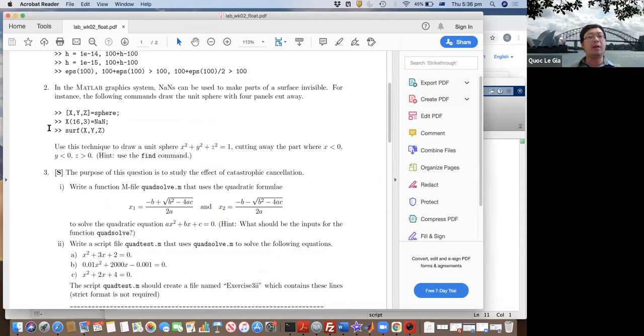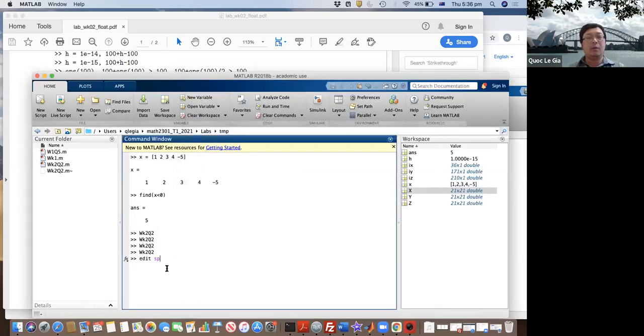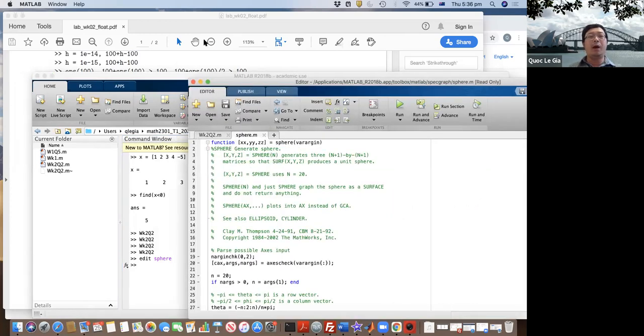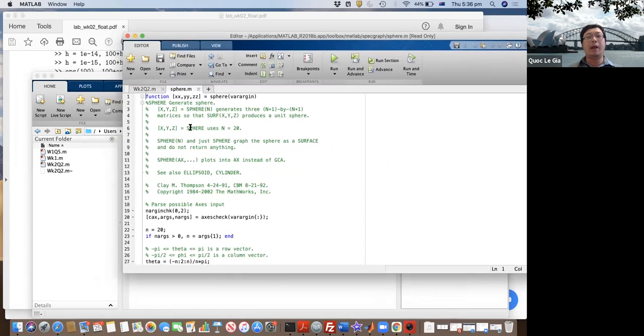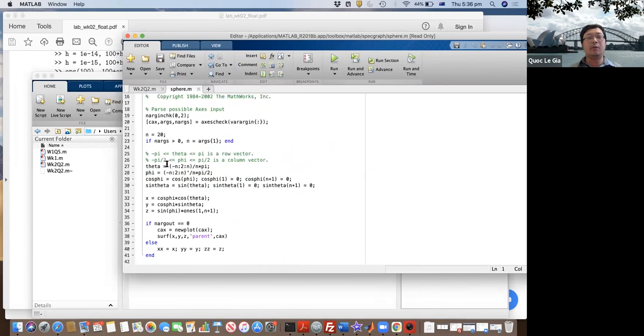Okay, so question: can you explain x(16,3) being NaN, not a number, again? Okay, so let me explain that again. Maybe before I explain it, let me show you what the sphere command looks like, and you will see what is going on here. If you edit sphere, you see this is the code written by the MATLAB people. So the sphere command is like this. This part is just checking the inputs, not so important. But look, their theta is from minus pi to pi. So they have some parameterization. And phi is between minus pi over 2 and pi over 2. And then you see they compute x, y, and z according to the spherical coordinates formula.